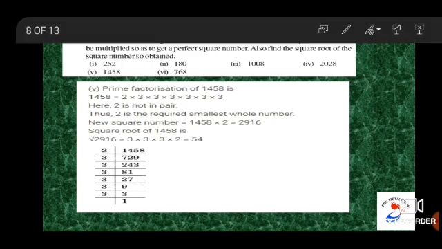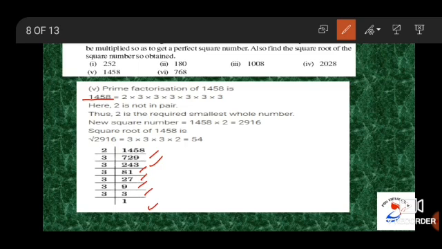Again, let us find out the prime factors for 1458. 1458 divided by 2 is 729. 729 divided by 3 is 243. 243 divided by 3 is 81. 81 by 3 is 27. 27 by 3 is 9. 9 by 3 is 3. And 3 by 3 is equal to 1.